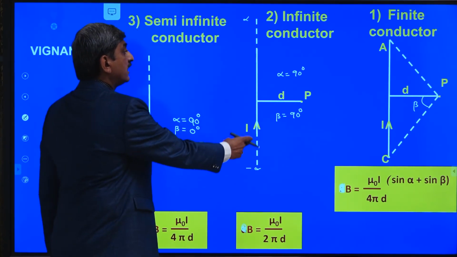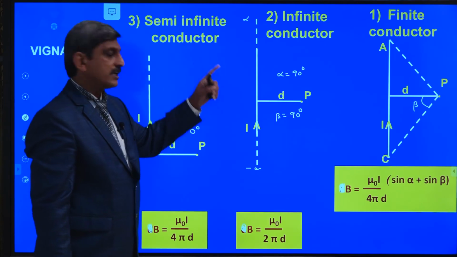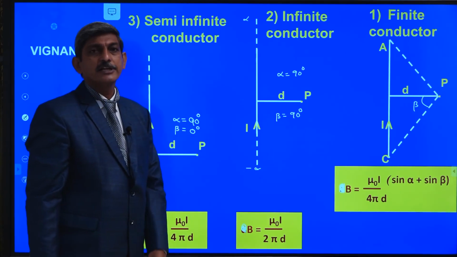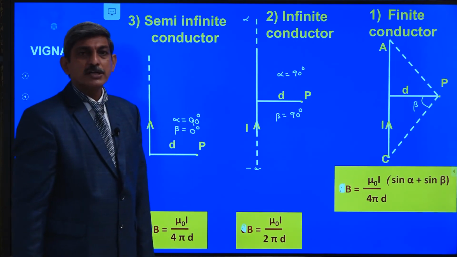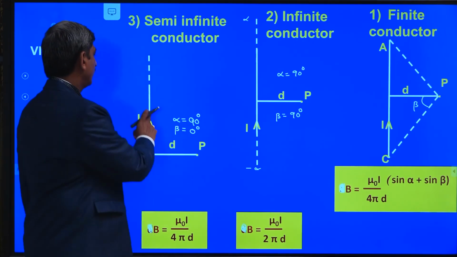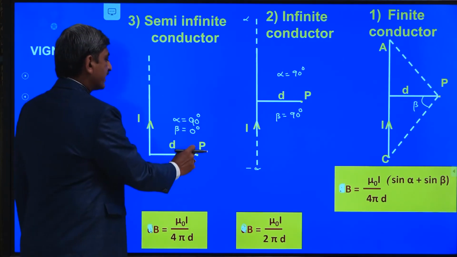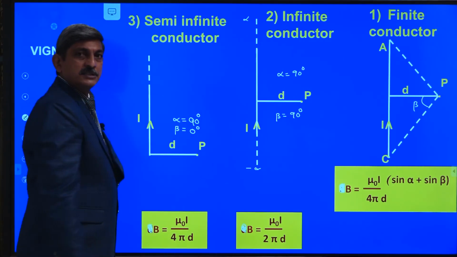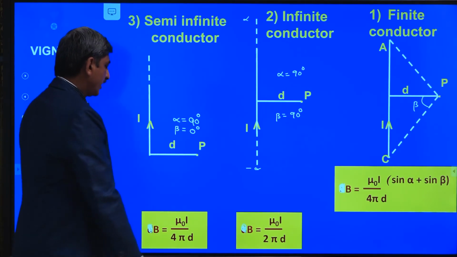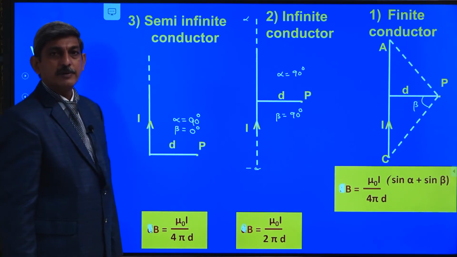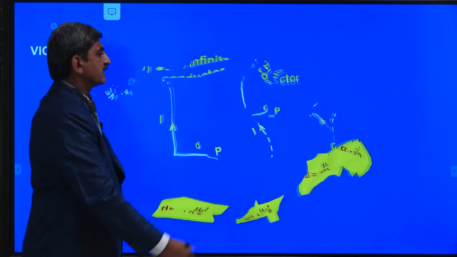This is for the infinite conductor. That means the topmost point is at infinite distance and the bottommost point is also at infinite distance. Then the formula is B is equal to mu naught I divided by 2 pi d. Whereas for the semi-infinite case, the topmost point is at infinite distance, whereas the bottommost point is nearer to the bottom end of the wire. In that case, the formula is B is equal to mu naught I divided by 4 pi d.